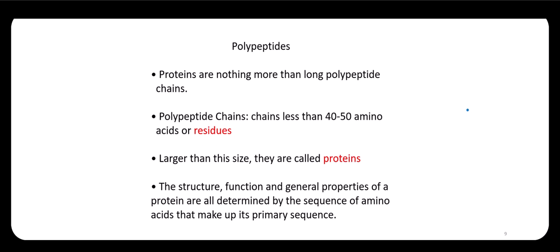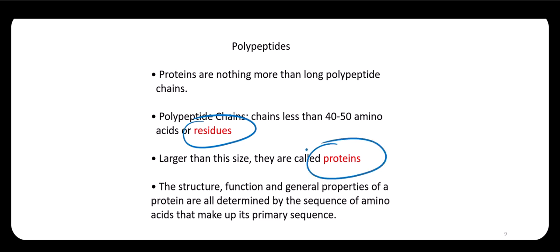So a protein is a chain of amino acids. And we're going to talk about what I mean by a chain, how that chain is formed, what kind of bonds connect those amino acids. But if we have a short chain, like less than 40 or 50 amino acids, we're going to call that a residue. Bigger than that, we're going to call that a protein.